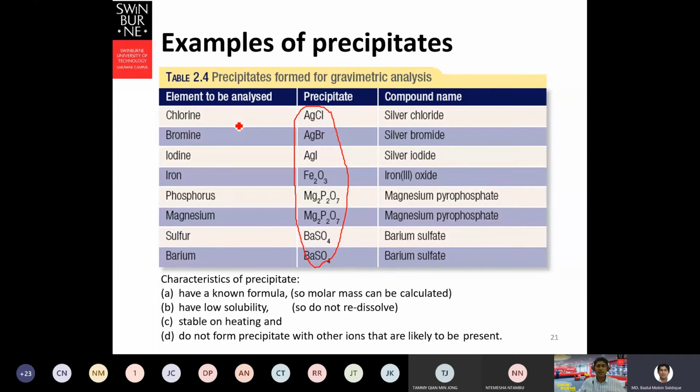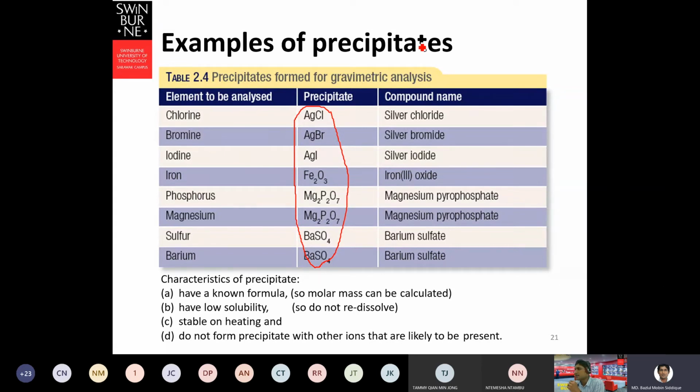For the precipitation, there are some rules. It must have a known formula, and then the solubility. After it is formed, the precipitate should not dissolve again. That is an important thing. It should also be stable on heat, because if it is very volatile, then after the precipitation occurs and we go to measure it or heat it to dry, it will be gone. So it cannot be used.